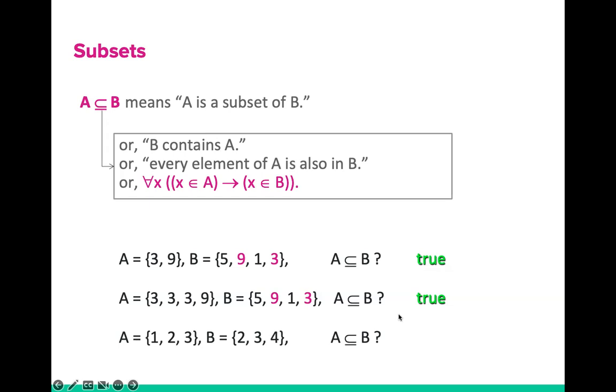So suppose A is a set with elements 1, 2, 3, and B has elements 2, 3, and 4. Can we say that A is a subset of B? No, we cannot. Because there are some elements in A that are not in B. As we can see, A has 1, 2, 3, and only 2 and 3 in A are in B. 1 is not in B. So since there are some elements in A that are not in B, and B does not actually contain A, we can say that A is not a subset of B.